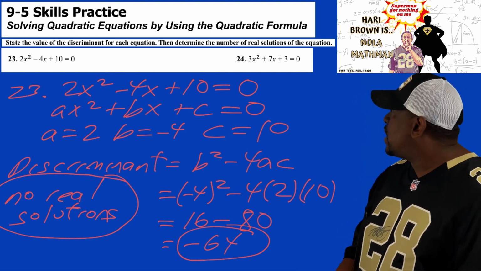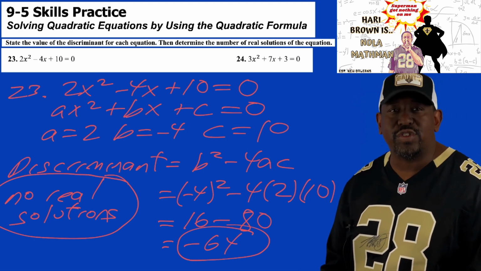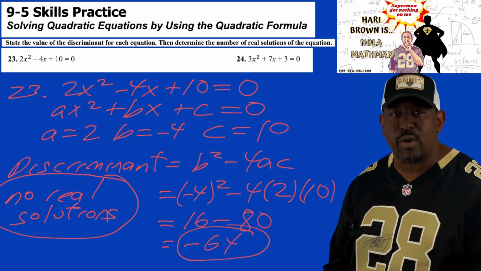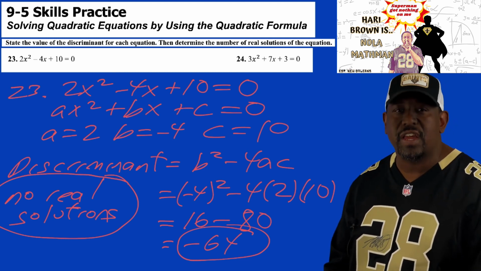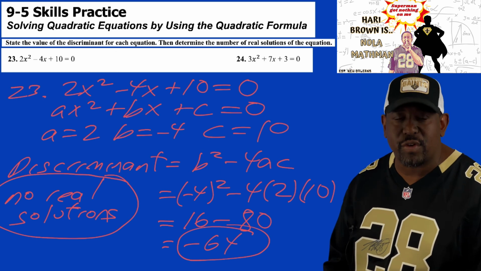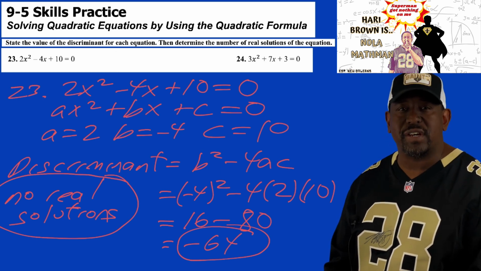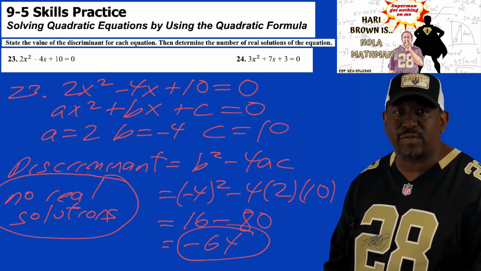And so we have learned how to use the quadratic formula to solve quadratic equations and functions. We learned the importance of the discriminant and how it determines the number of real solutions in a quadratic function.